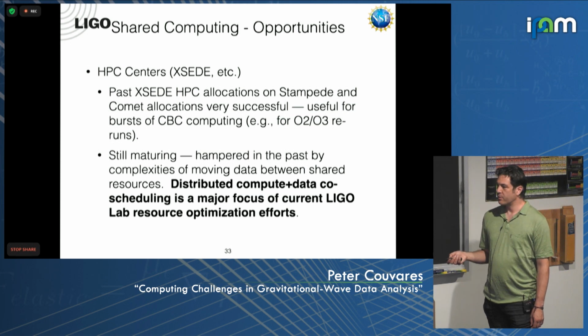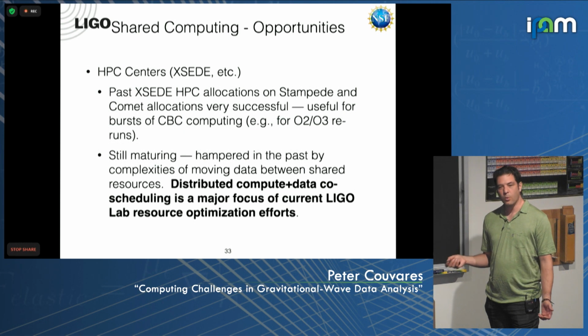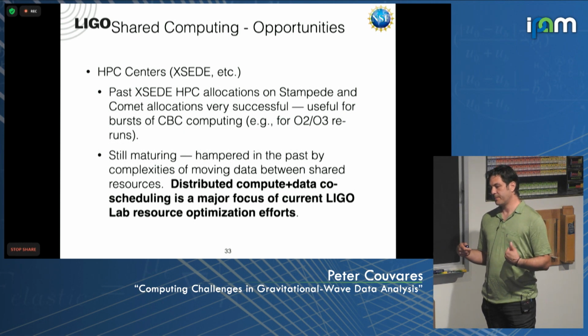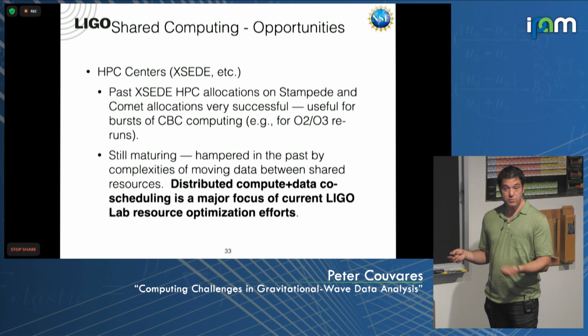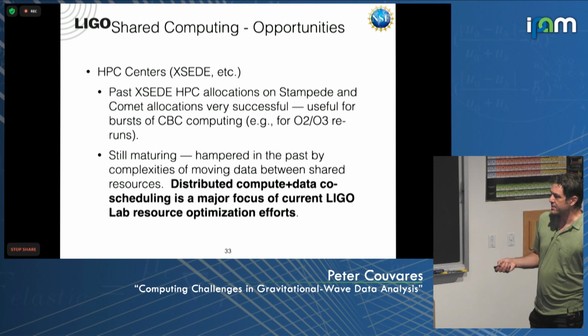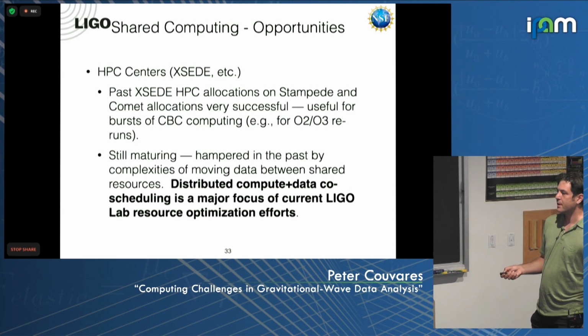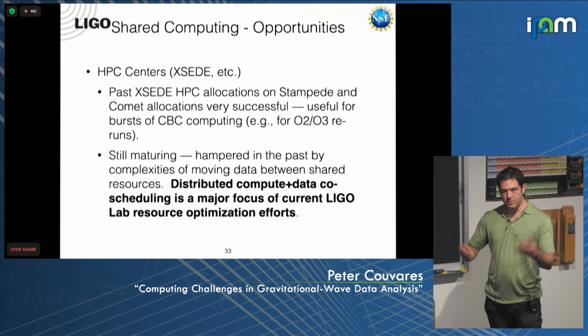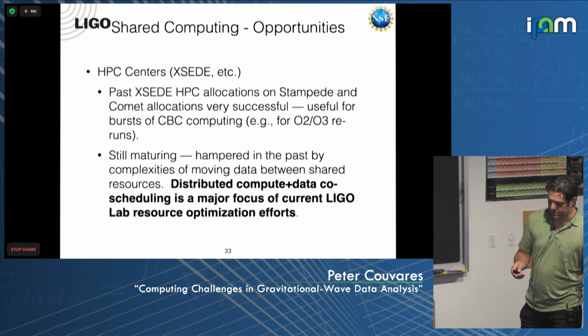And so we've got to stage these big data sets to a cluster before we run on it, or we've got to build up networks to the point where we can stream 30 gigabytes of data to 10,000 cores and not take down the network. And this sort of distributed compute and data co-scheduling on distributed resources is a major focus of our optimization efforts right now in order to use these heterogeneous distributed resources.